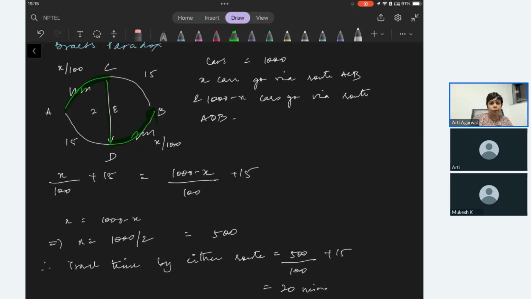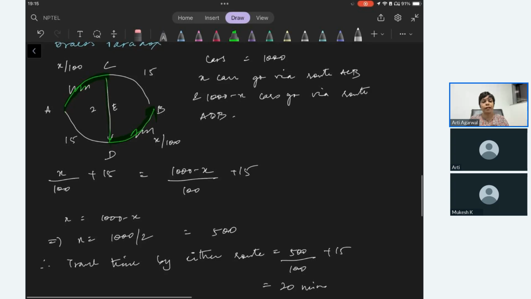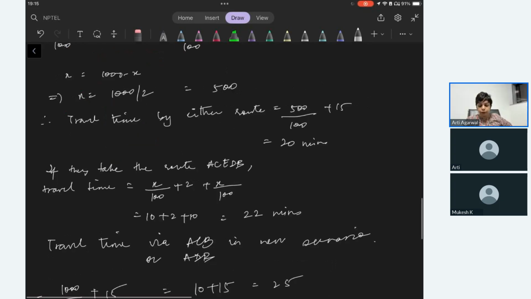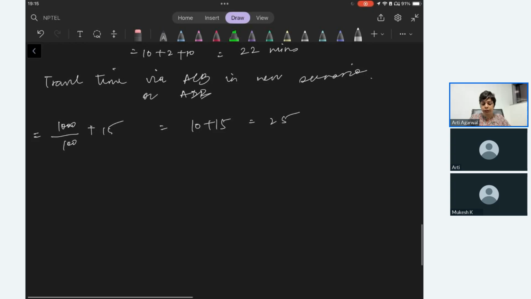Because on any other route, the number of cars has also increased on these patches, right? A to C and D to B, the number of cars is all the cars, is 1000. Even if on the stretch C to B and A to D, there is only one car, travel time is still 15 minutes. On the other two stretches, the number of cars is now 1000, double. So the travel time has increased from 20 to 25 minutes for this particular guy. So he has no incentive to deviate.